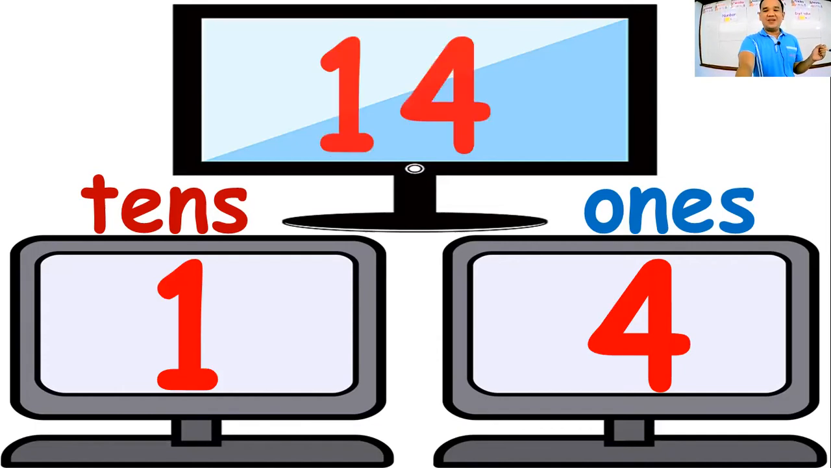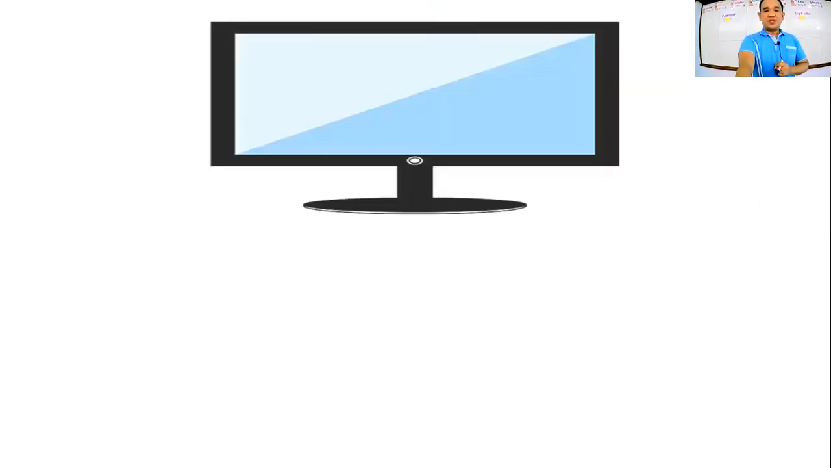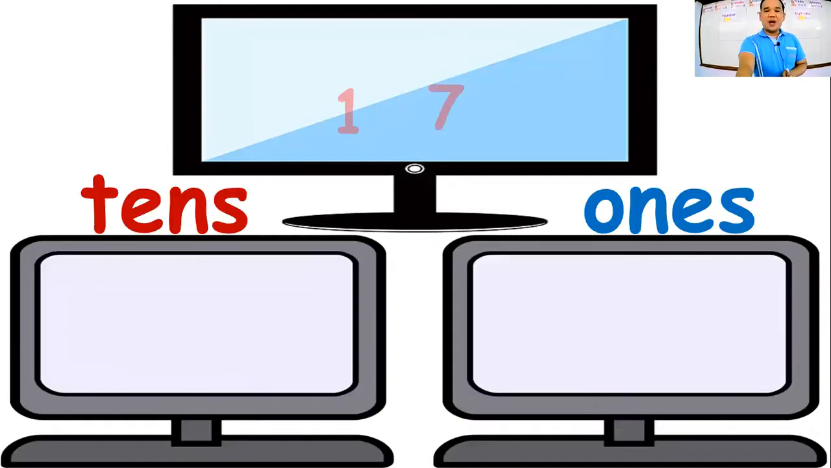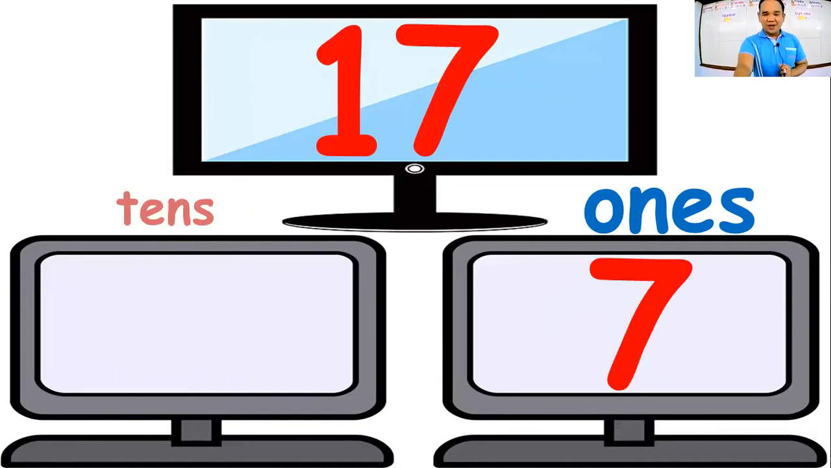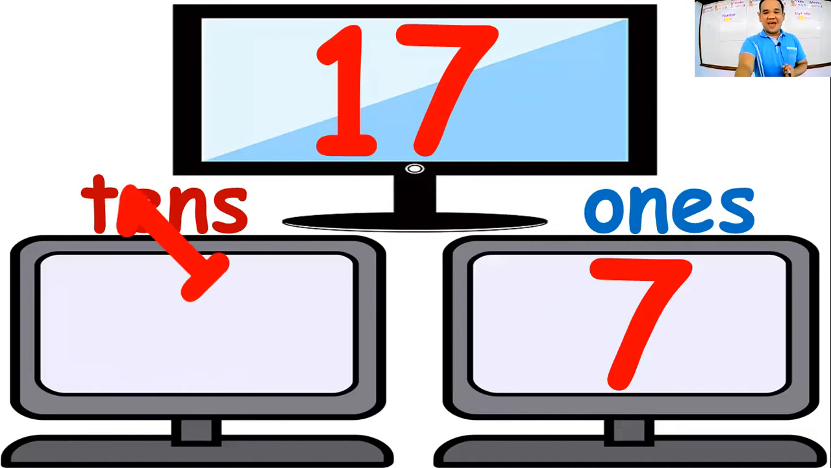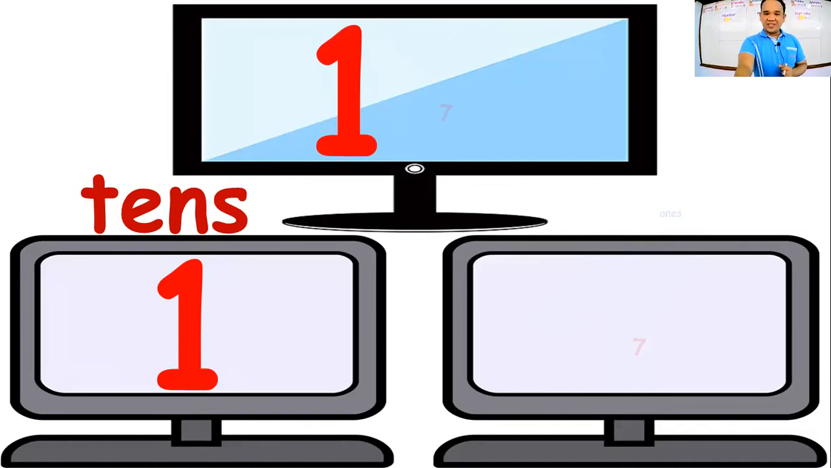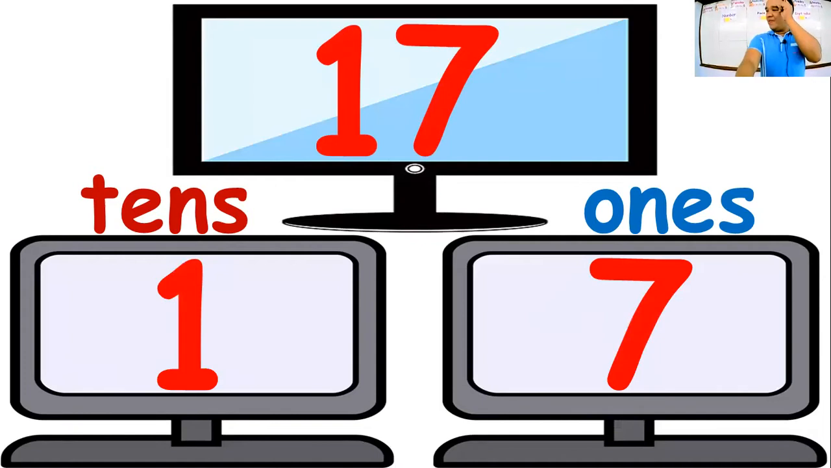So let's have another example. What is our given number? The given number is number 17. And who is the ones? Our ones is number 7, right? And our tens is number 1. You see that? So in 17, 7 is our ones and 1 is our tens. Okay, another one.